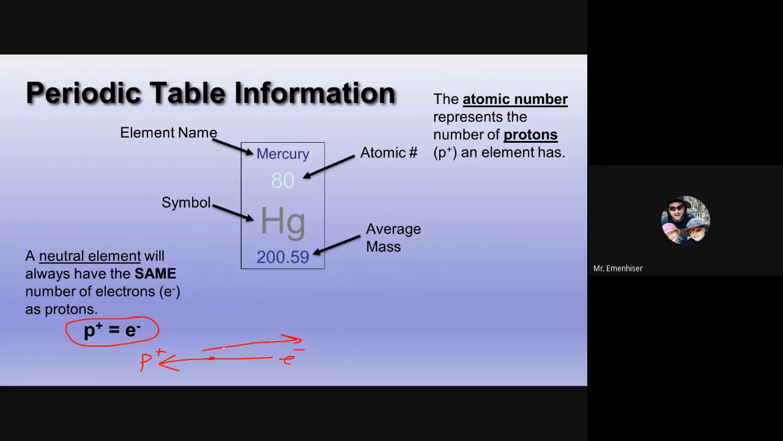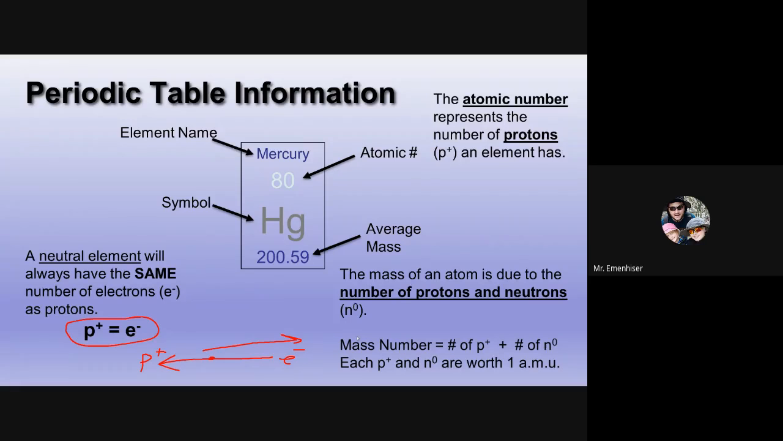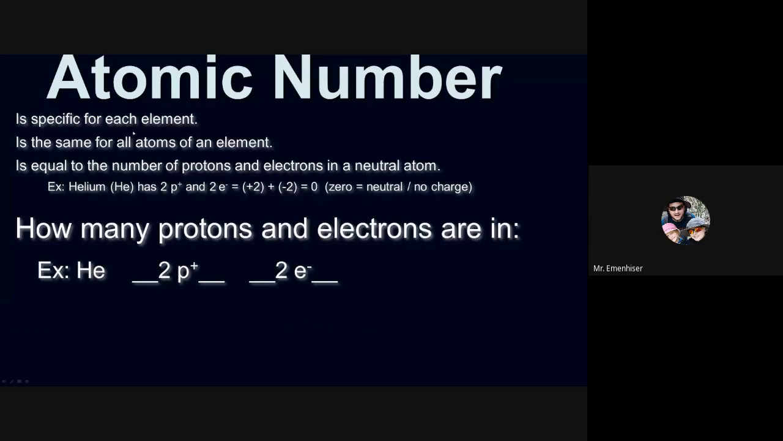So you need to find the difference between the two. The difference between the number of protons and the number of electrons will be equal to the charge. It'll be positive if you have more protons. It'll be negative if you have more electrons. All right, the mass of the atom is the number of protons and neutrons. So add up protons and neutrons and you get the mass. Okay, the atomic number is specific for each element. It's the same for all atoms of an element.